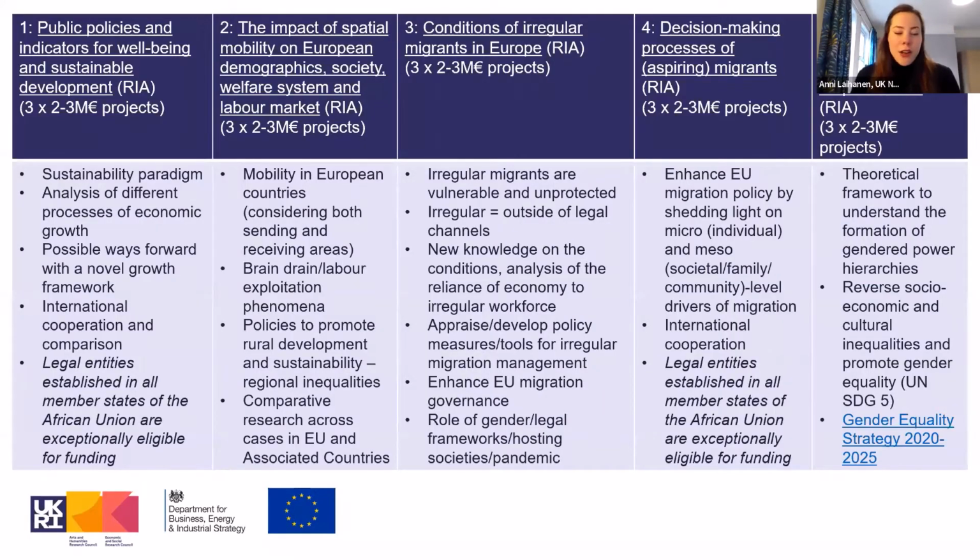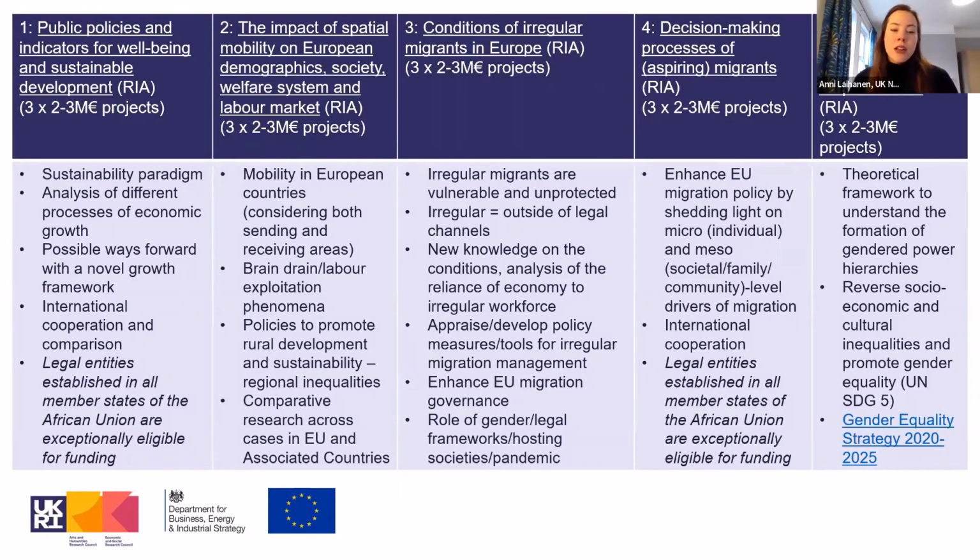So really, just moving on, topic 1 focuses on the sustainability paradigm, so the kind of environmental and social sustainability versus competitive sustainability. In this topic, it could be quite interesting to involve STEM or natural scientists, even though it's not an eligibility criterion by any means. It's expected that projects analyze different processes of economic growth and the linkages between the standard economic growth paradigm and sustainable development, and devise possible ways forward with a novel growth framework.